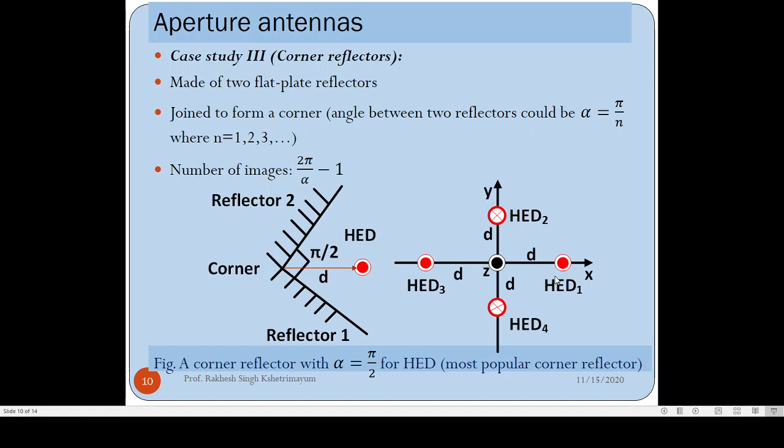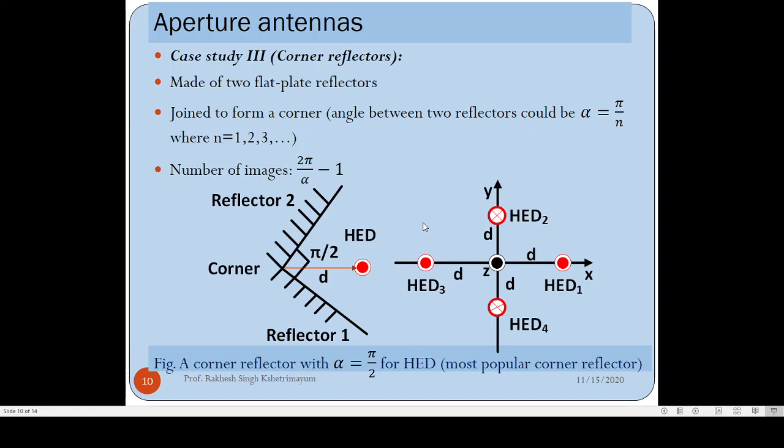So this arrangement of HED1, HED2, HED3 and HED4 would be able to give us the boundary condition of the original problem, where you have a corner reflector here. At the corner reflector surfaces, the tangential component of the electric field should be 0, because it's made of metal, no? So this arrangement would be able to satisfy this boundary condition on the metal surface of the original problem. You can verify it.